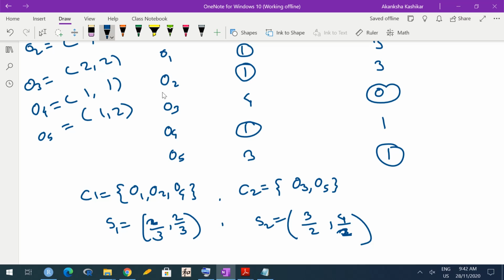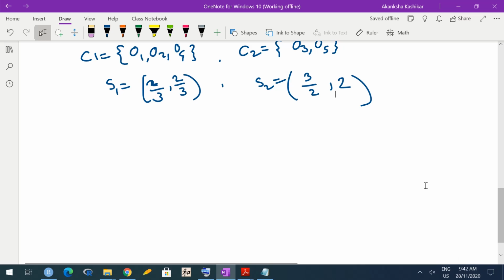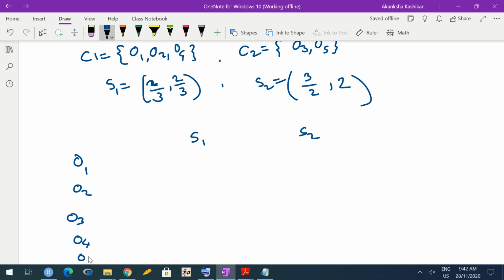Okay. So let me write 4 by 2 as 2. Now with these new seeds, I have to repeat this whole exercise. So let me compute the distance of each observation from each of these new seeds. S1, S2, O1, O2, O3, O4, O5.